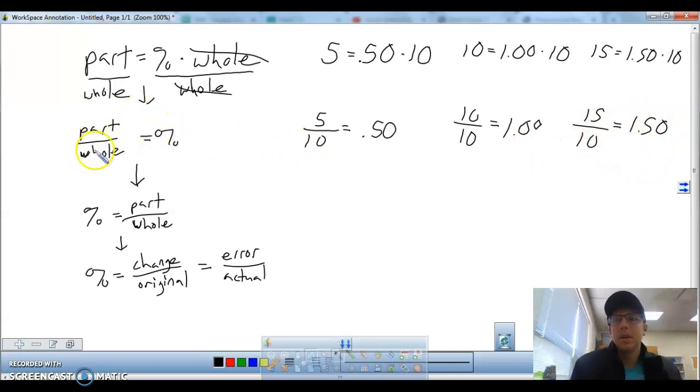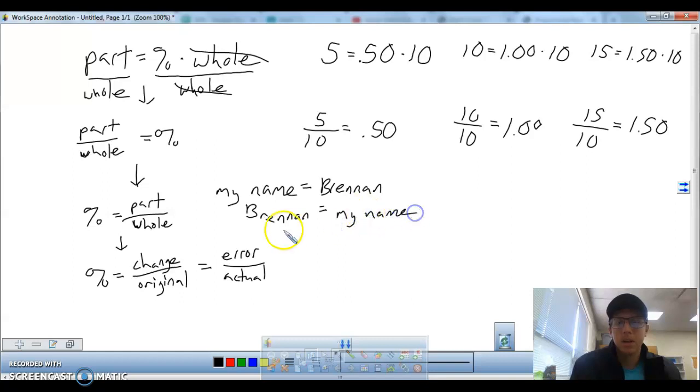Okay, and if the part over the whole is equal to the percent, then the percent is equal to the part over the whole. So that's just saying, like, if my name is Brennan, then Brennan is my name, right? My name equals Brennan. My name is Brennan. Well, you could also say Brennan is my name. Brennan equals my name. Same thing. All you did was change the order, right? Okay? So since percent is equal to the part over the whole, you can also just replace these with the other words we've been using, okay?